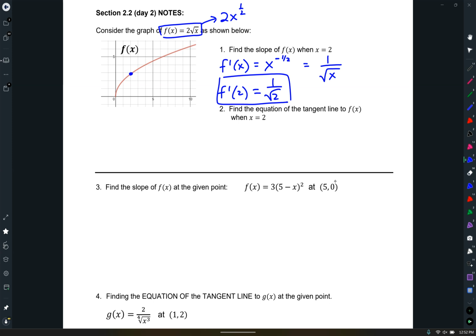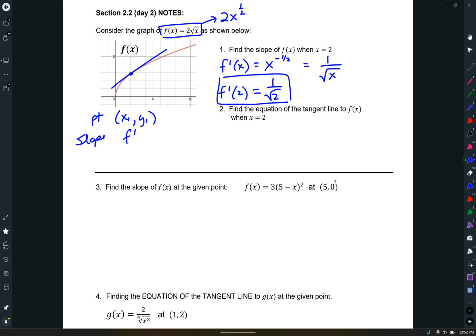Okay, number 2, so what we just did, we just found the slope of this curve right there when x equals 2. Find the equation of the tangent line to f of x when x equals 2. So that point that we just identified, there's a tangent line that goes through that point, something like that. Wow, that is free-handed if you can believe it. And we want to find the equation of that line. Well, remember, in order to find the equation of any line, you need a point, and we'll call that x1, y1, and you need a slope, right? Which we know is the derivative.